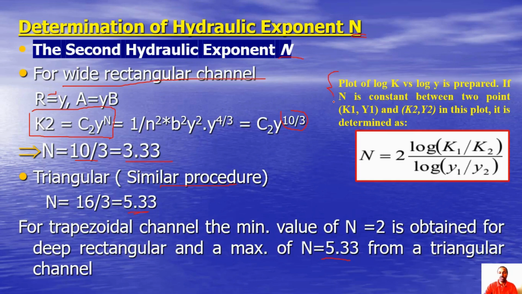Or you can plot log k versus log y. If n is constant between 2 points k1, y1 and k2, y2, then finally in this plot, it is determined as n. N can be determined as 2 times log of k1 divided by k2 over log of y1 over y2. So k you have to determine first, then finally you will have some equation. K is the conveyance of this channel, and z is section factor.